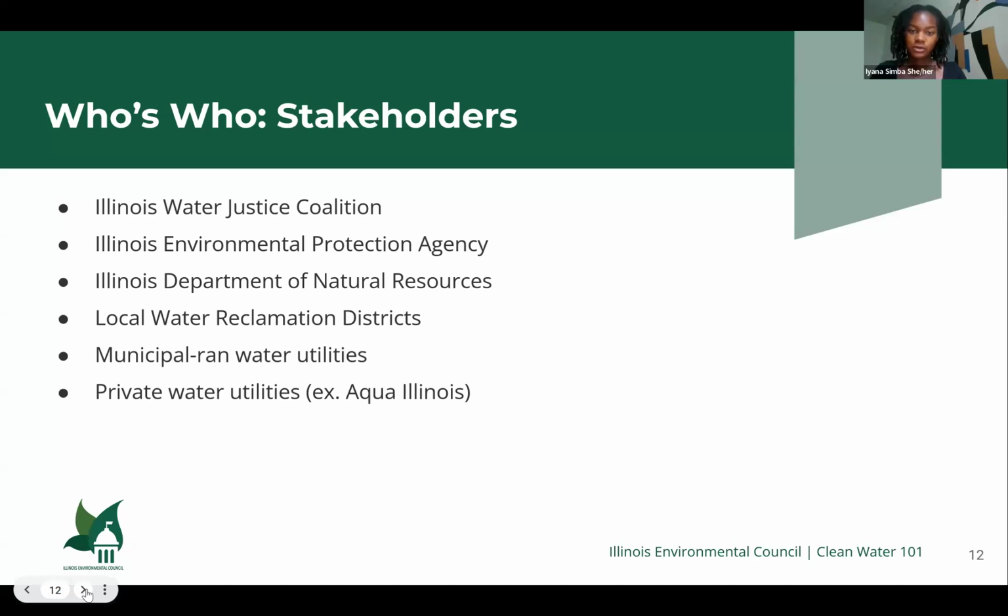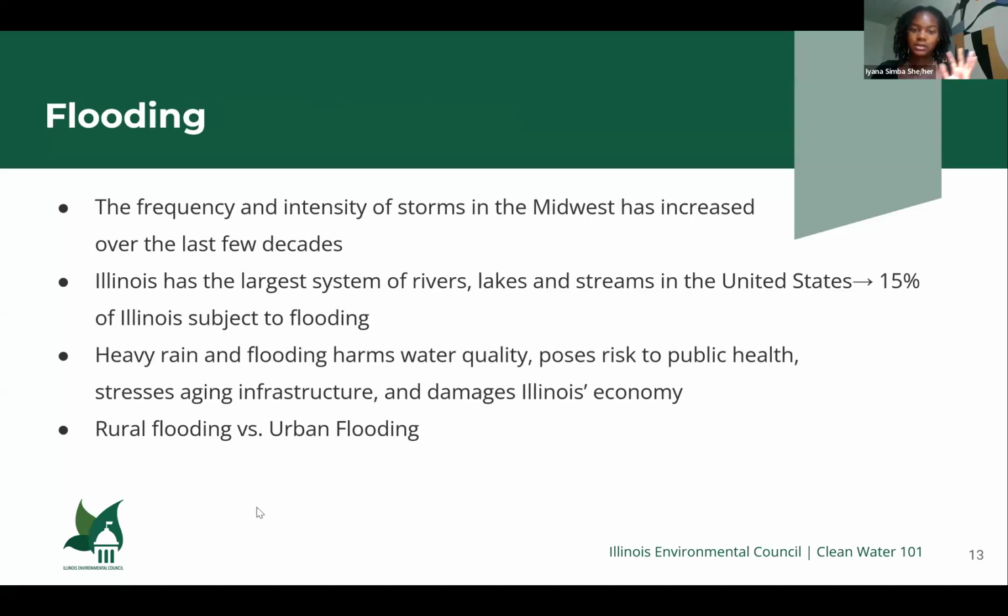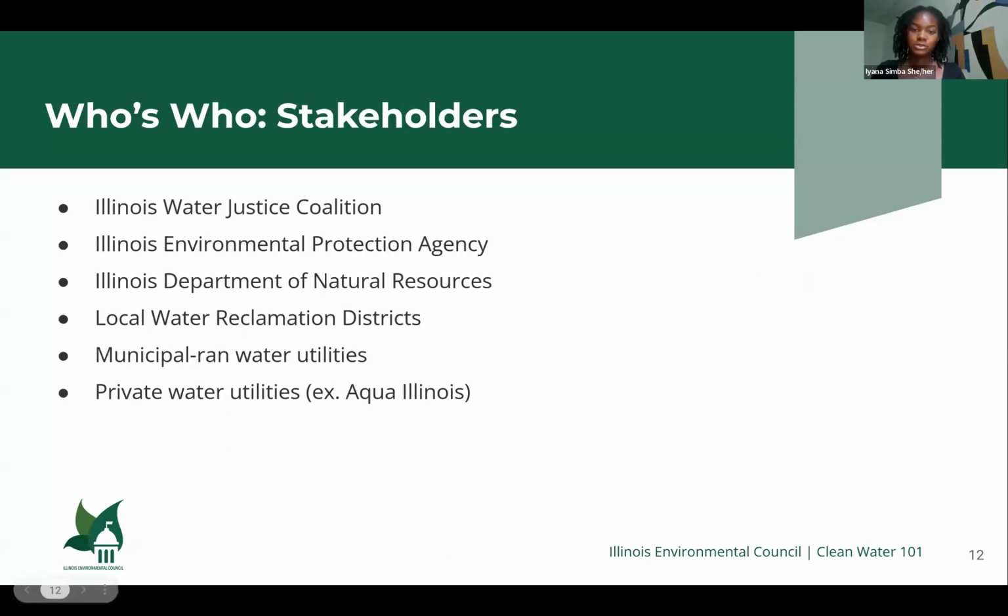I sort of mentioned these folks already: IPA, IDNR, and, when it comes to wastewater treatment, your local water reclamation districts, municipal water utilities, and private water utilities. And then as far as advocacy, I want to give a huge shout out to the Illinois Water Justice Coalition, run by IEC along with the Little Village Environmental Justice Organization, a coalition of about 20 different organizations across the state that focus on water issues here in Illinois.